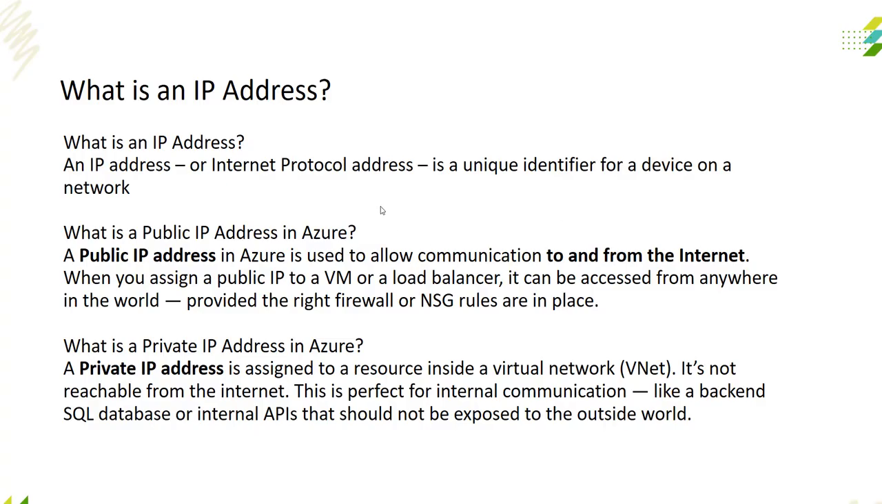All right, so what is a public IP address? A public IP address in Azure is used to allow communication to and from the internet. When you assign a public IP address to a virtual machine or a load balancer, it can be accessed from anywhere in the world, provided the right firewall and NSG rules are in place. For example, if you host a website on an Azure virtual machine and want users to access it from their browser, you will need to assign a public IP address to that virtual machine, and an Azure Application Gateway in front of it so that it can do this.